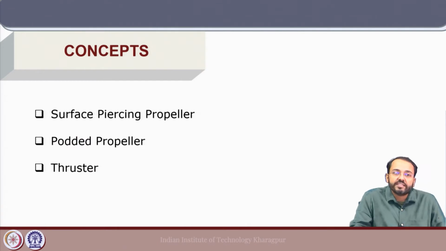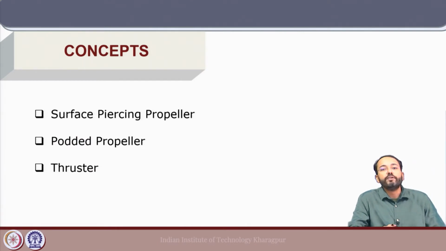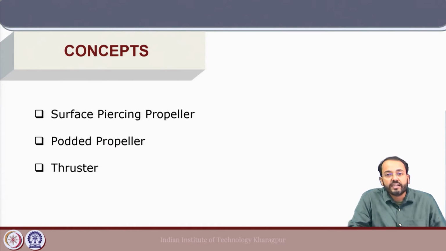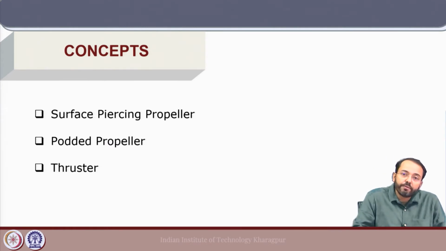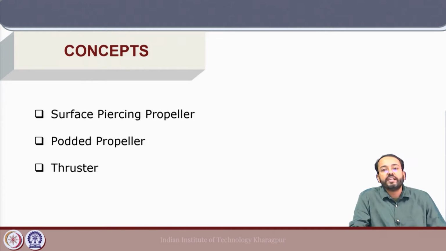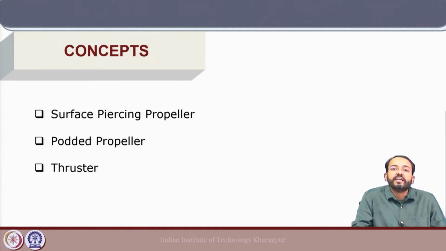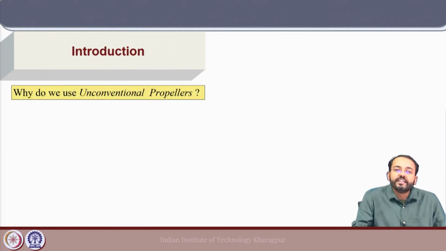The key elements of this lecture will be the three different propeller types: the surface piercing propeller, podded propeller and thrusters, and their basic concepts, design types and application for different vessel types. These propellers are sometimes referred to as unconventional propellers.